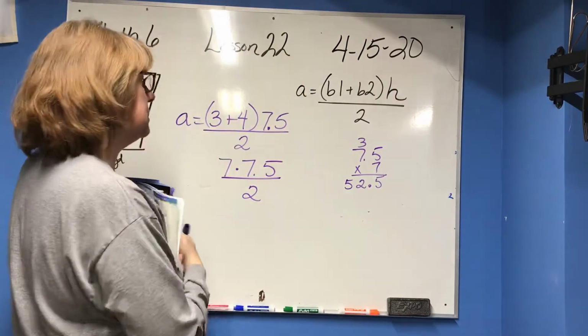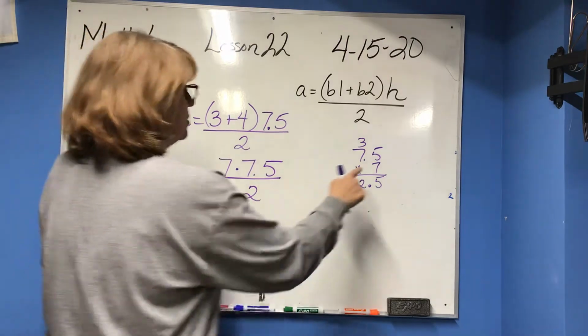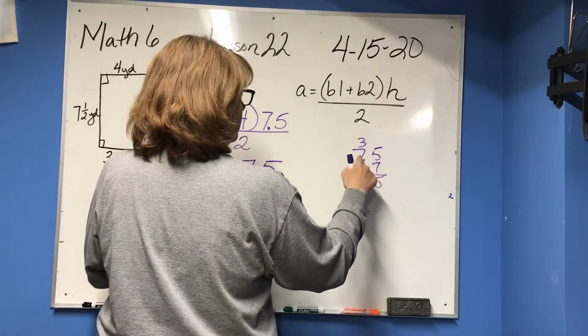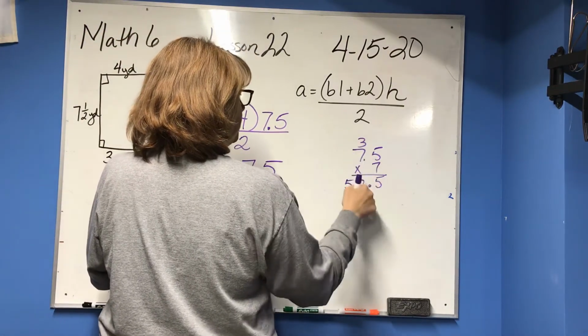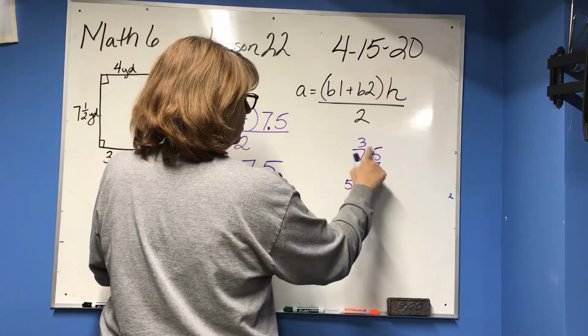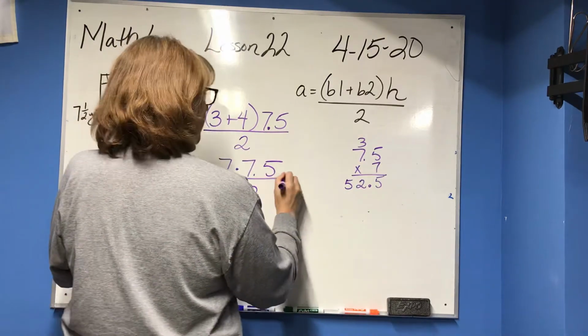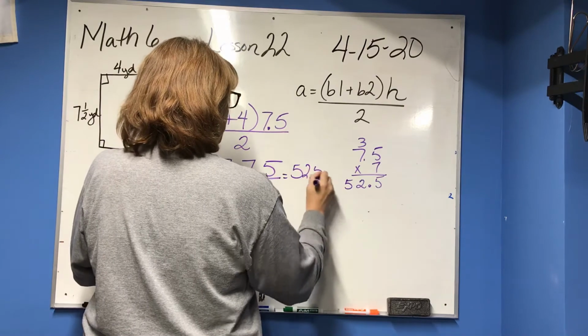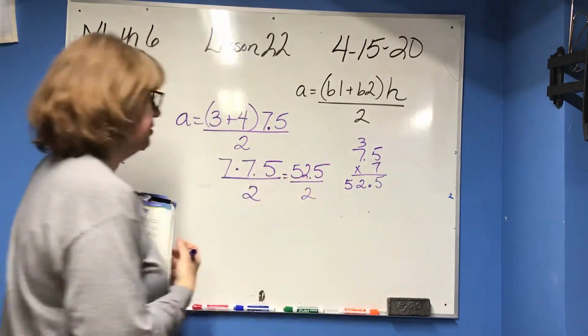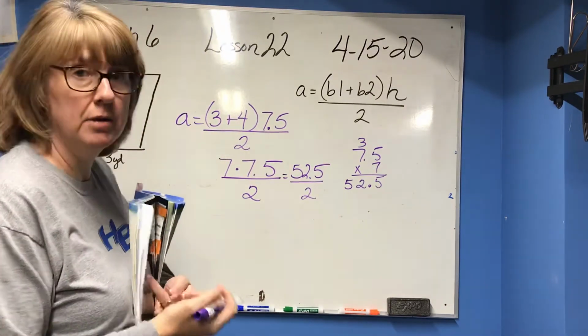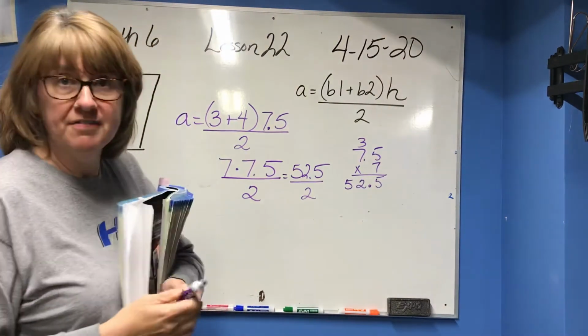Okay, I think that's it. 7 times 7.5. So 7 times 5 is 35. 7 times 7 is 49, 50, 51, 52. Decimal goes here, right? 1 decimal place. So I've got 52.5 divided by 2. Okay, so grab your calculator. 52.5 divided by 2.